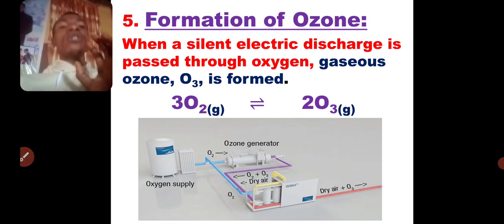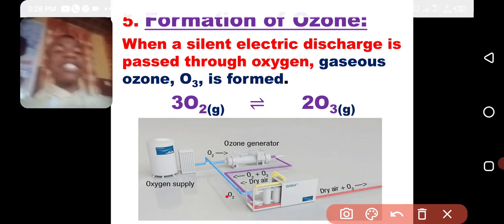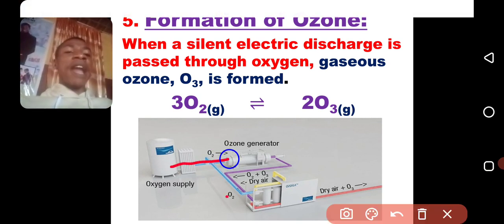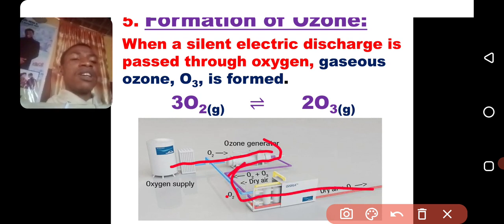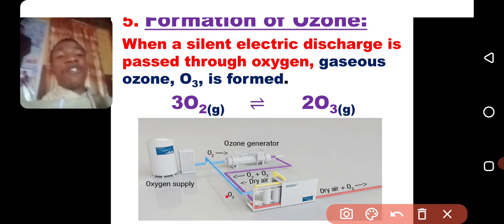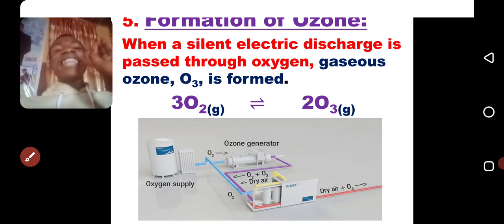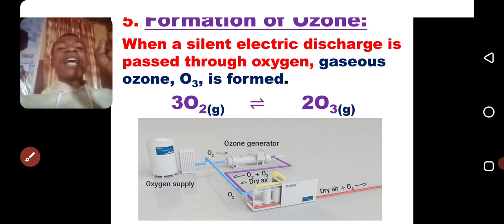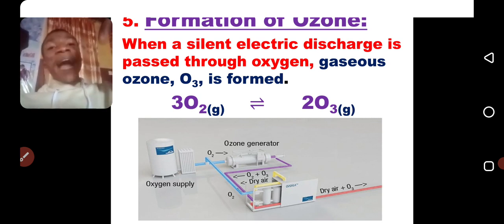Formation of ozone. When you pass oxygen through a silent electric discharge, as you can see, this is the oxygen supply and this is the electric discharge, the oxygen will convert to ozone, and that's how you produce ozone from oxygen. It must be silent because if there is a spark, the ozone will turn back to oxygen.